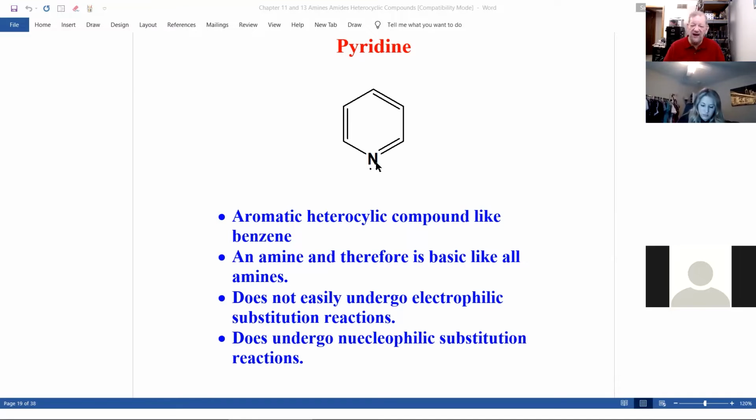Now, this won't be on a test, but pyridine stinks. Awful. Imagine putting a dead fish in a plastic bag, leaving it in your backyard in the height of summer for 2 weeks and coming back and smelling it.